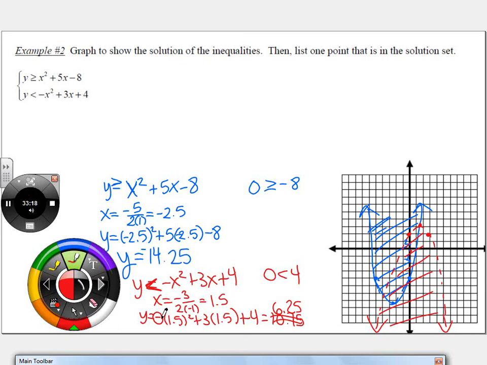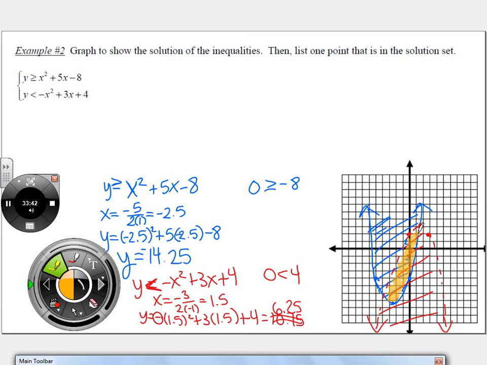Raven, were you going to answer our question? Okay. Good. It's the area that's double shaded because solutions of systems are the points that meet both requirements. So that for us would be all in here. Okay.